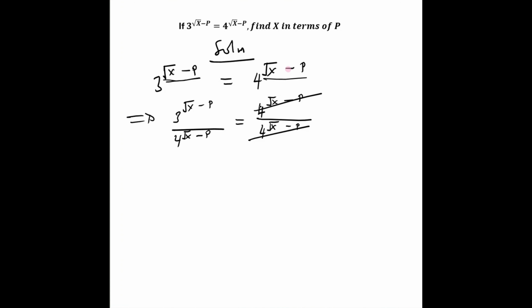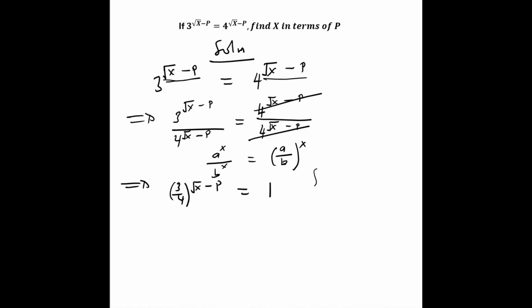And if you look at this side, since both powers are equal, there's this rule that says that if you have a raised to power of x divided by b raised to power of x, you can write them as a over b all raised to power of x. This is a particular index rule. It now implies that from there we will have 3 over 4 all raised to power of root x minus p to be equal to 1.